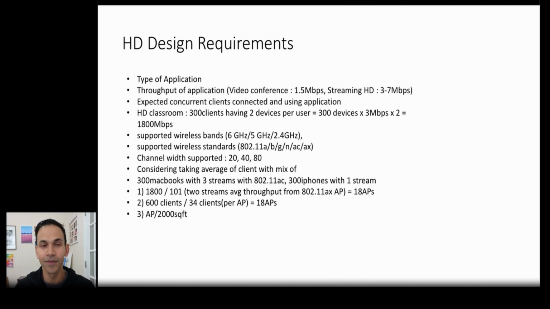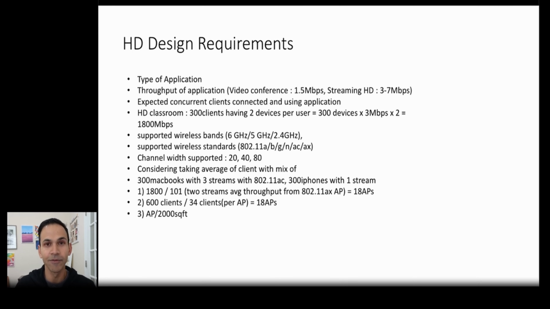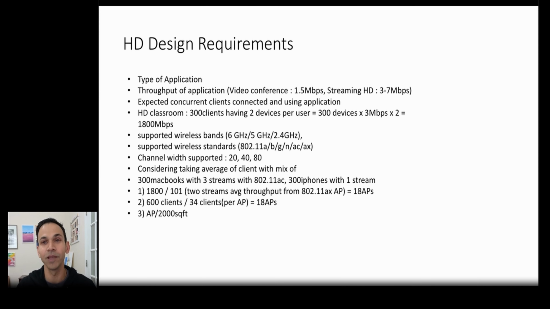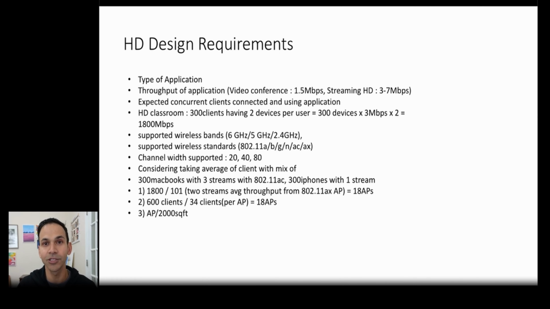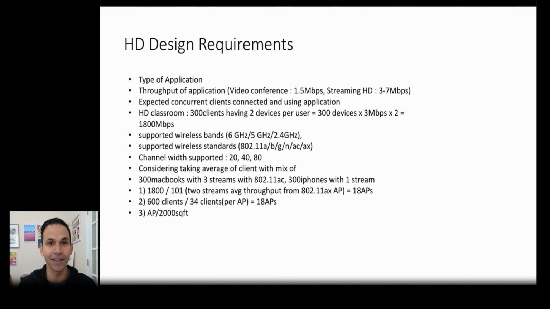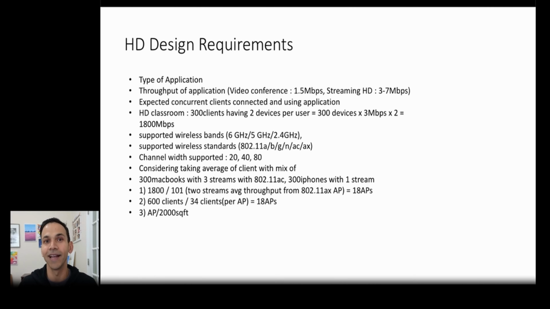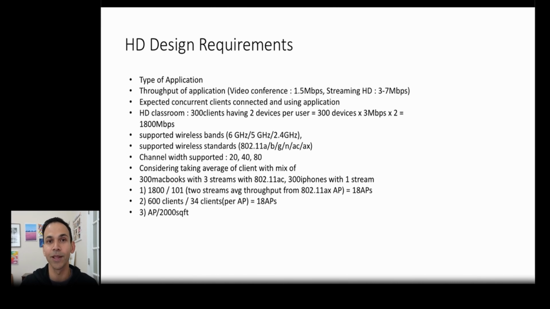Consider the wireless standards. Not all devices are going to be on the latest one, but we need to know the minimum. Considering 802.11ac would be a good choice, and for channel width, it is best to consider the least one, 20 megahertz. Consider the average number of clients with the mix and the number of streams they can connect with. For example, laptops have 3 streams, while a phone has just 1 stream. And when I say stream, it's the number of antennas that is possible.